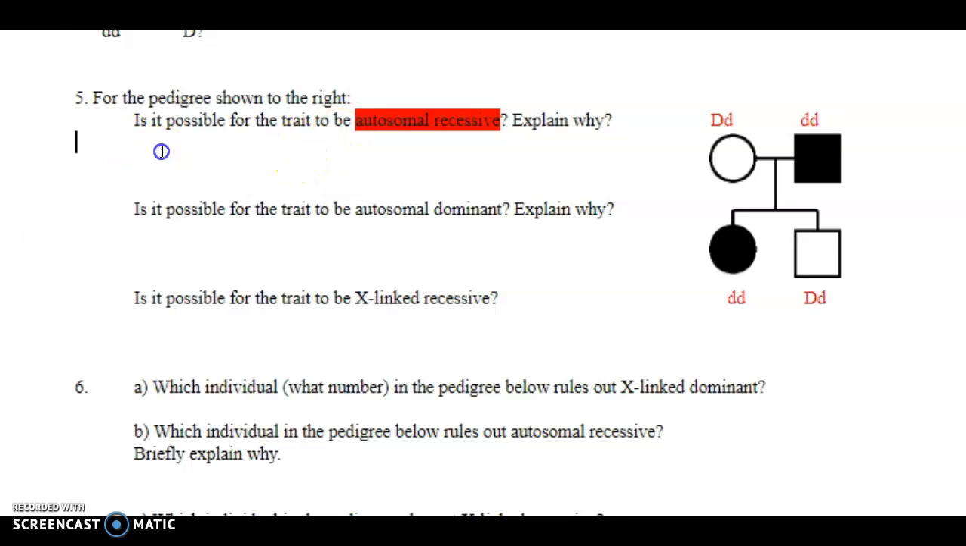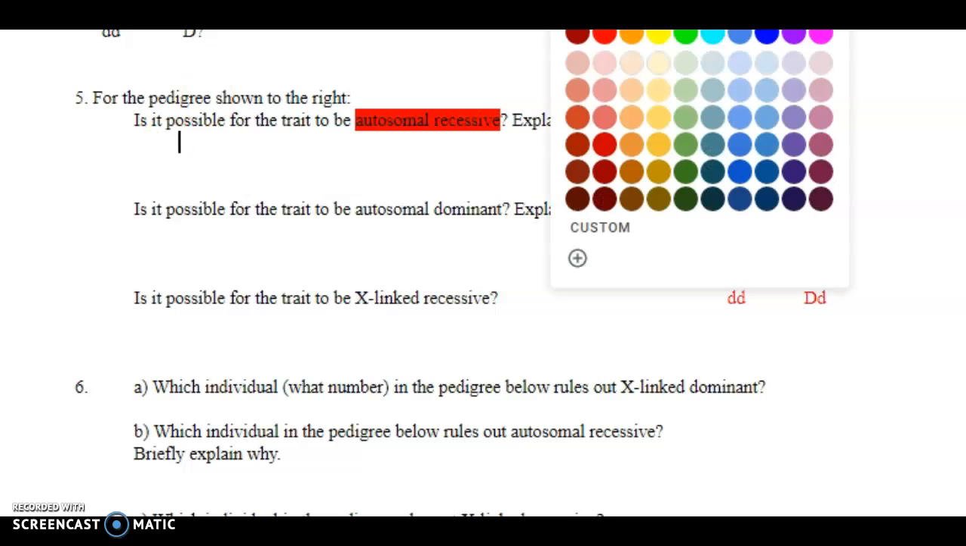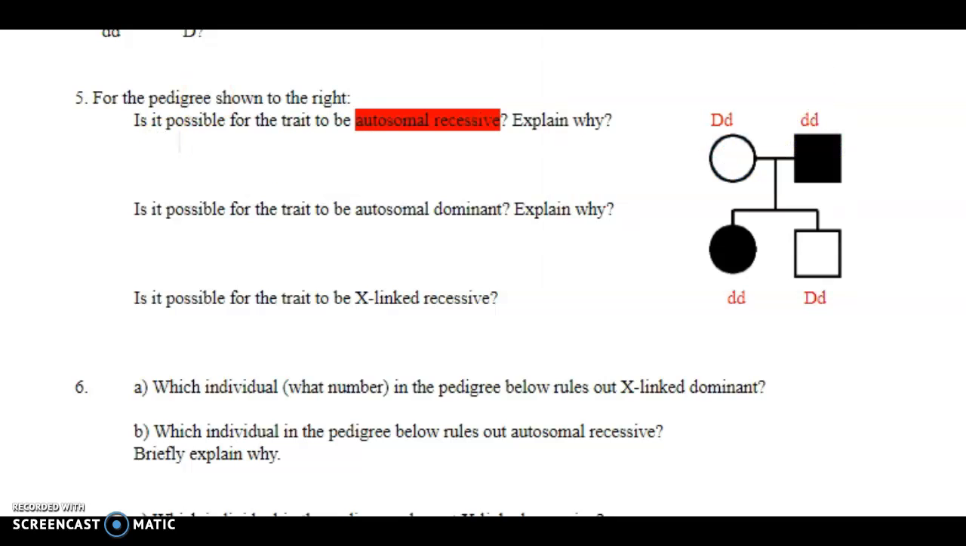And we'll put, yes, if mom is heterozygous. She could give the daughter little d and the son big D.